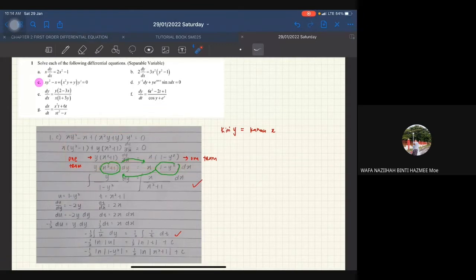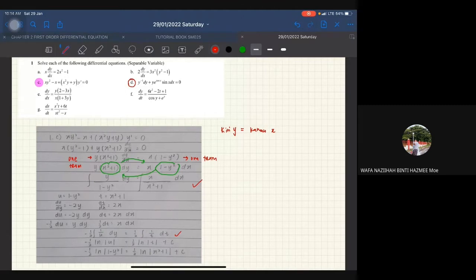Okay, so is there any other parts from A until G that you want me to discuss over here? Sini, soalan ni. Ke semua okey saja? A, B, D, E, F and also G. D. L minta kita discuss D. D is this one. Okay, so jom kita tengok D dulu.